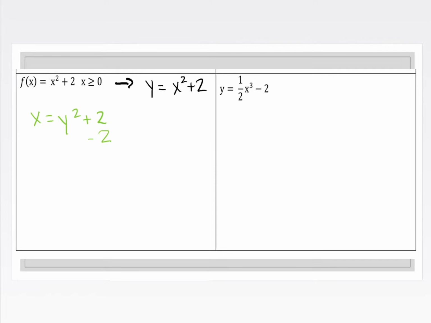So subtract 2 on both sides. We get y squared equals x minus 2. Then we can take the square root of both sides. So we'll get y equals the square root of x minus 2. Now remember what we dealt with in part 2 of this, how we have this x is greater than or equal to 0. This is because we're restricting the domain. So in order for this to actually be an inverse function, we need to restrict the domain. So this is why this is just going to be the positive part of it.